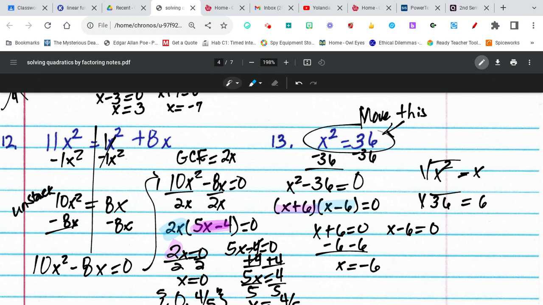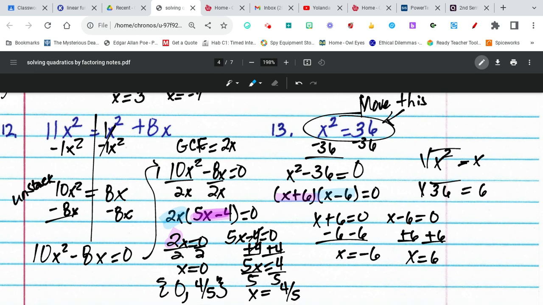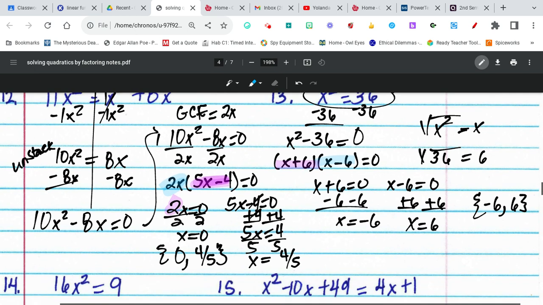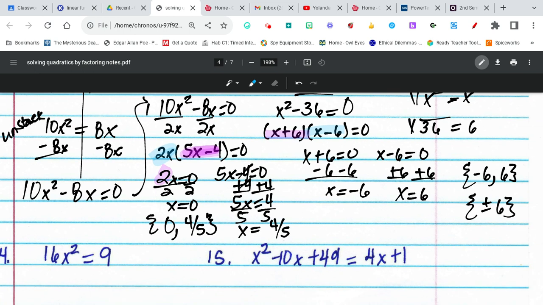So if I were to graph this thing, it would cross the x-axis at negative 6, and it would also cross my parabola. That's what they're called, guys. It would cross it at positive 6. So that U-shaped graph would cross it at negative 6 and positive 6. Now, keep in mind, we could have also written this as plus or minus 6, having two roots, two intercepts. One at positive 6 and one at negative 6.